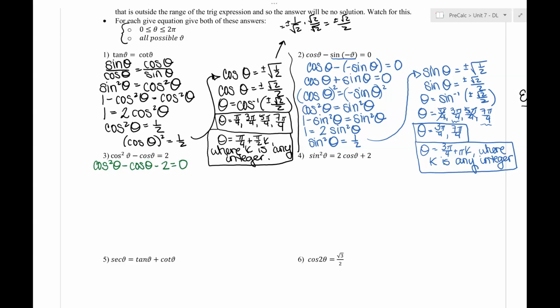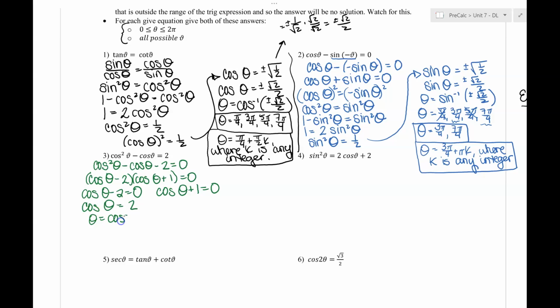It is a quadratic. I'm just going to factor it as is. I'm not going to use the substitution. So what can multiply to negative 2 and add to negative 1? Negative 2 and 1. So this factors out to be the cosine of theta minus 2 times the cosine of theta plus 1 equal to 0. We can set them each equal to 0 and solve them individually because of our zero product property. So cosine of theta is equal to 2 for our first one.